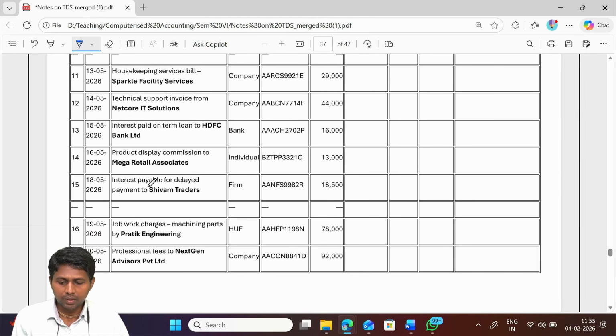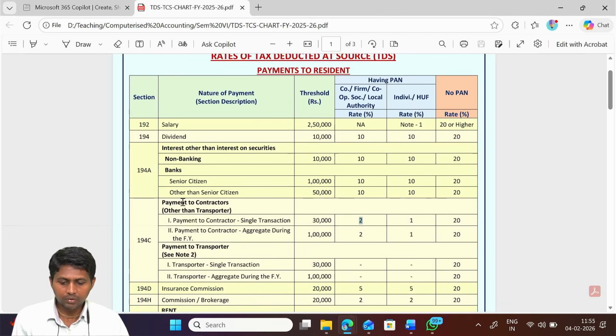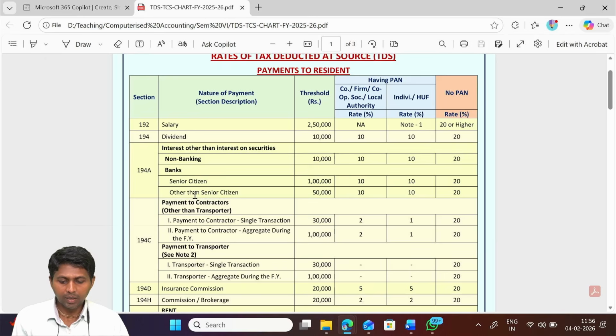Transaction 15: interest payable for delayed payments to Shivam Traders. This is related to interest. Do you have anything related to interest? Now check the chart. Interest other than interest on securities. Correct. Banking, non-banking. Now here, interest payable on delayed payment to Shivam Traders. Is this banking or non-banking? Non-banking. For non-banking, we have a 10,000 rupees limit.